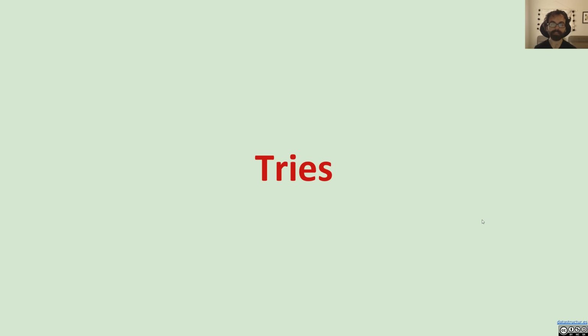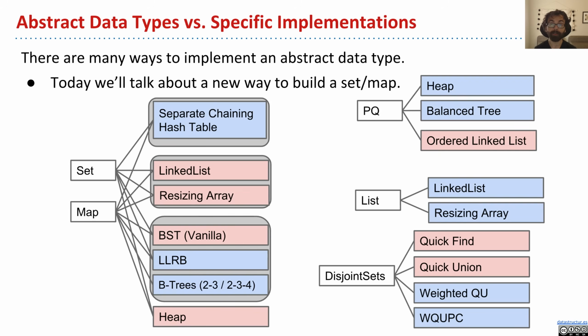So these data structures are going to be a new type of set and map. But before we get to talking about what they are, I want to remind you about a really important dichotomy that we have in this course. That is the distinction between an abstract data type and a specific implementation. So for example, disjoint sets was an abstract data type, and we had these 4 specific implementations. And I know I've said all this like 3,000 times, but it's such an important idea that I want to make sure that it's burned into your brain.